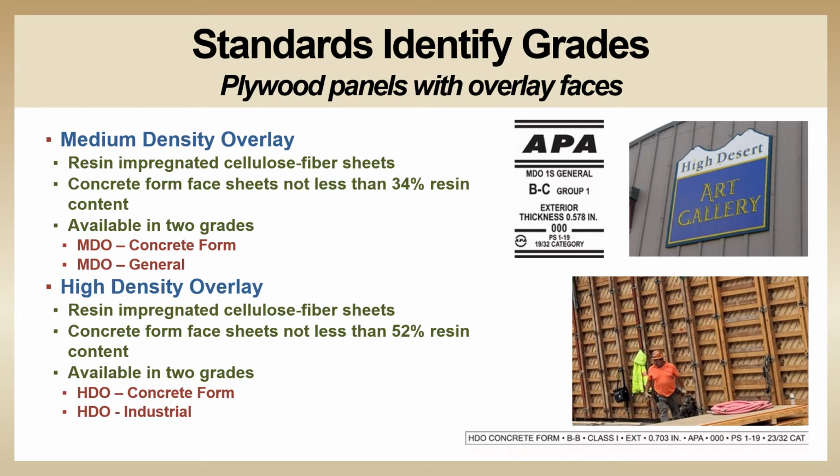HDO, or high-density overlays, also have resin-impregnated cellulose fiber face sheets that must have a minimum of 52% resin content. The surface of HDO panels is harder and more impervious to impact damage. They also come in 2 grades, concrete form and industrial. When used for concrete forming, HDO panels usually have more reuses than MDO, and the finish on the concrete is smoother. For industrial applications, the HDO panels are more durable and chemical resistant than other grades of plywood.